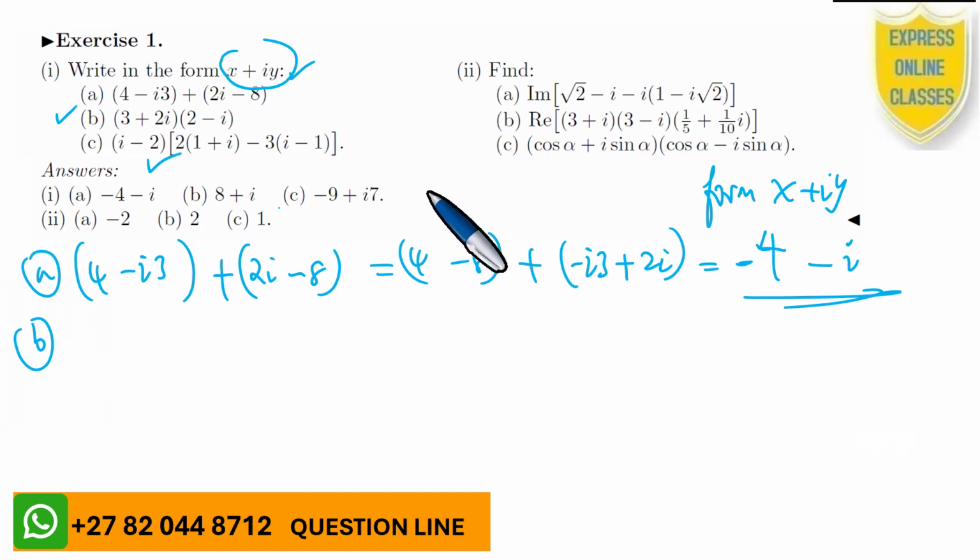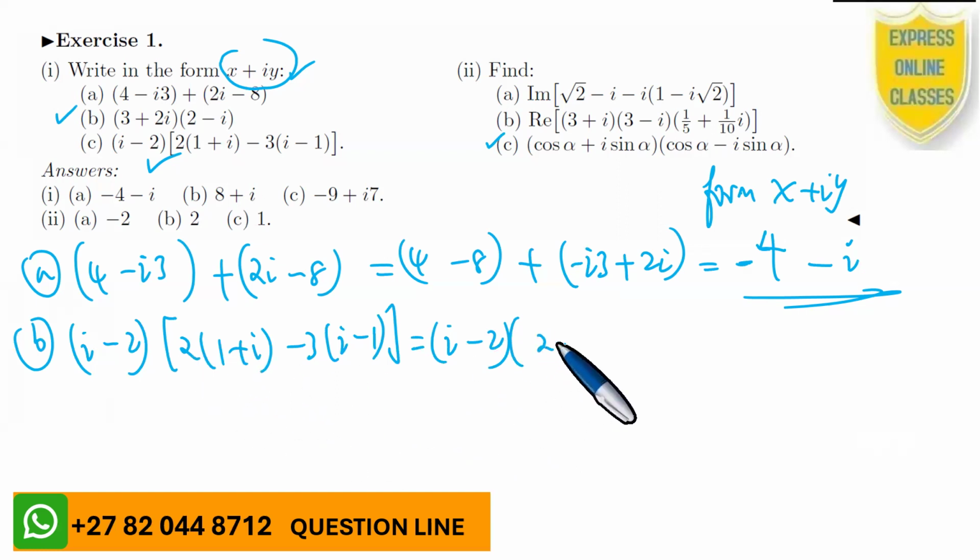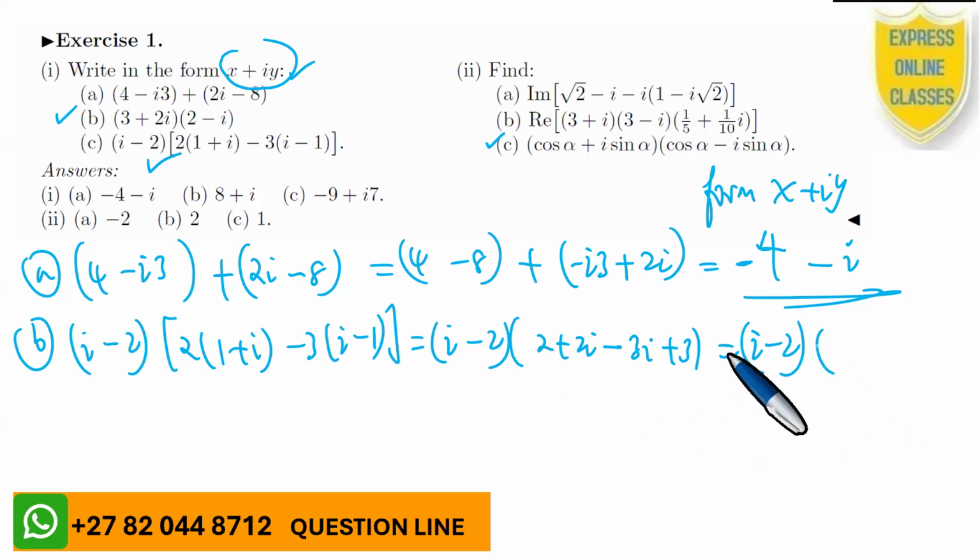Okay, good. Let us do C. There are two C. If you do C, it's going to be i minus 2, 1 plus i minus 3i minus 1. i minus 2. Multiply 2 times 1 is 2, plus 2i minus 3i plus 3. i minus 2, 2 plus 3 is 5 minus i.